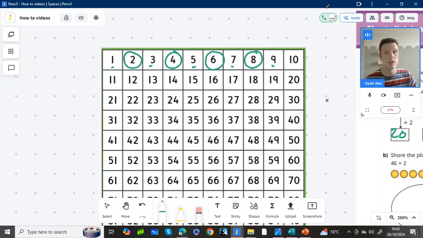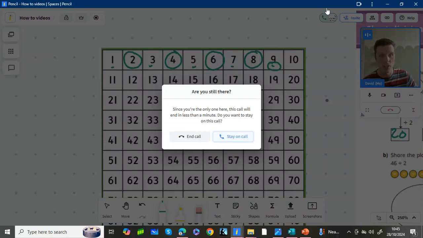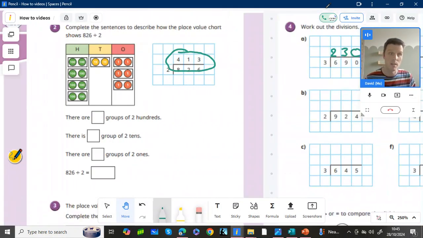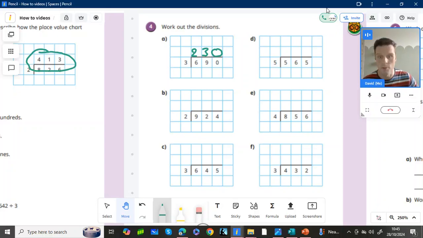Now, as you can see, there are 4 circles. So the answer is 4, but there's 1 remainder here. This is why it's so important to still do the dots, because that shows that there's 1 left over. And I can show that in my answer. So it was 4 with remainder 1. I'll leave you to do the rest on that one. So pause the video here to complete the rest of the questions.